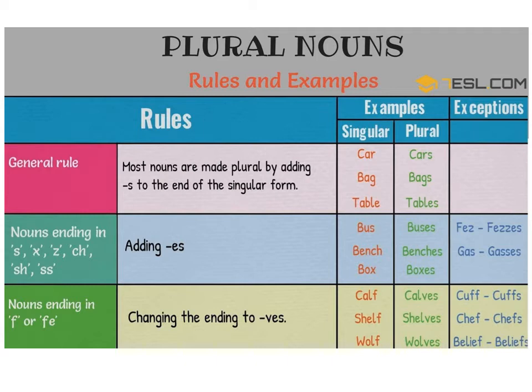Examples. Singular bus, the plural form would be buses. The next one is bench. The plural form is benches. And the singular here is box, and the plural form is boxes. As you can see, they just add ES. Okay? But there are some exceptions.